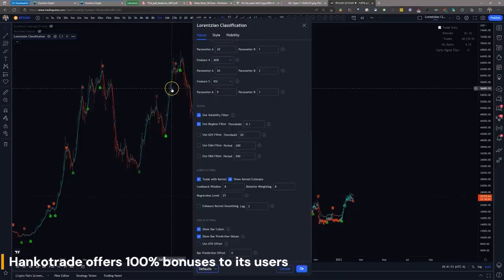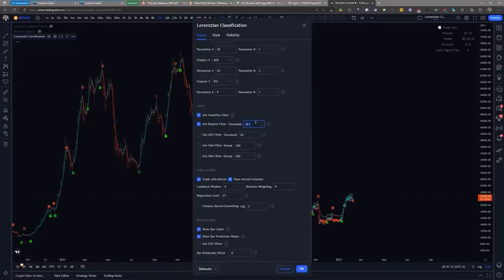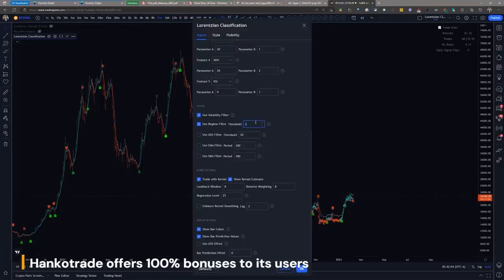This is for ensuring that you're going with the trend. This default is for 200, but you can adjust that as you see fit, and that will ensure that you're only shorting in bear markets and going long in bull markets, especially at lower time frames. This is almost a necessity.